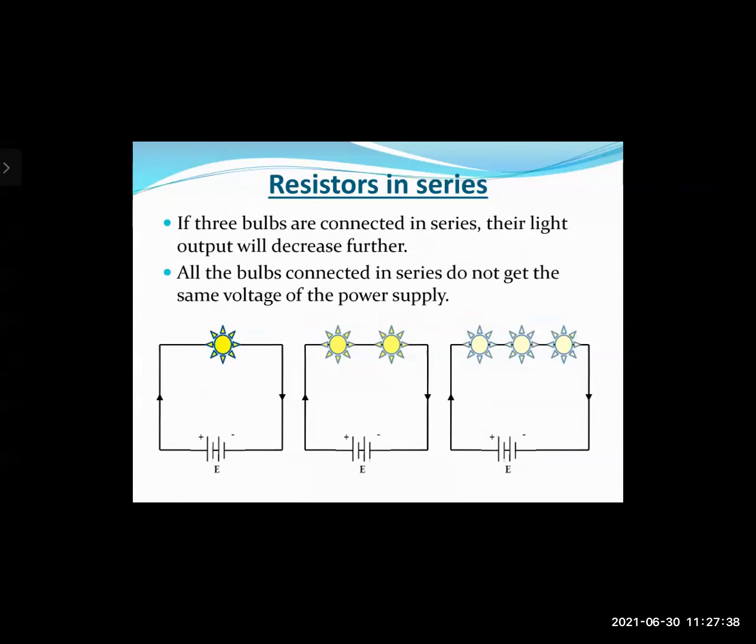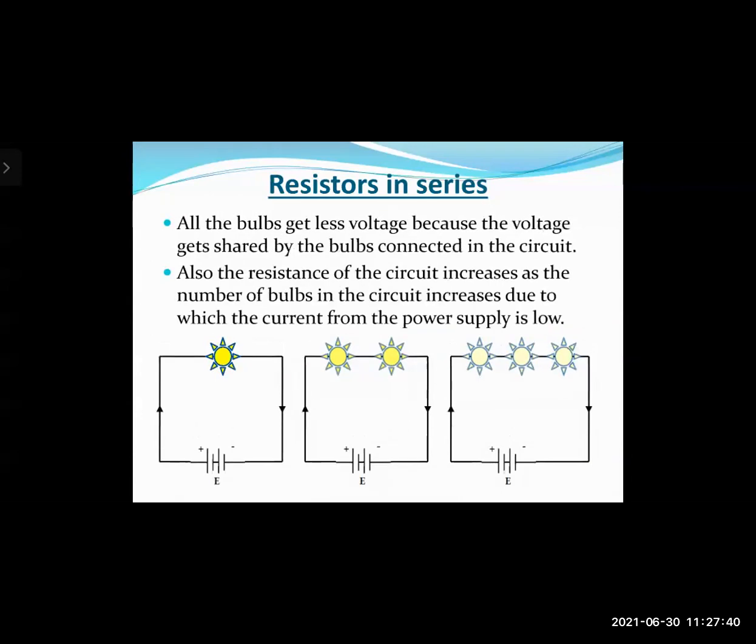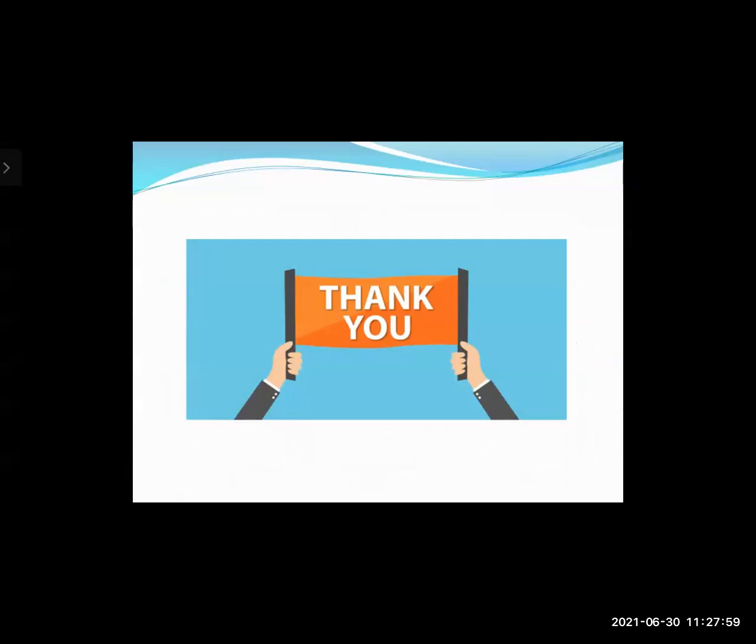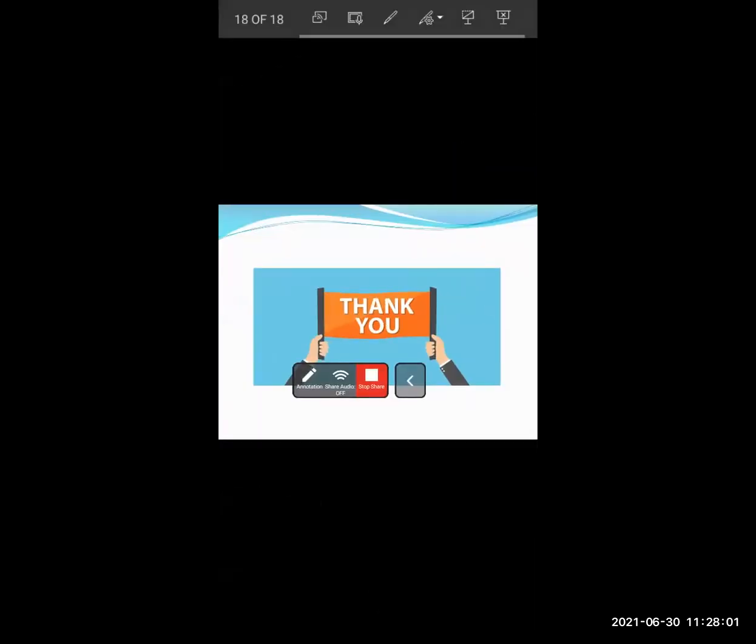dimmer. Okay, fine. So all the bulbs get less voltage because the voltage gets shared by the bulbs connected in the circuit, and also the resistance of the circuit increases as the number of bulbs in the circuit increases, due to which the current from the power supply is low according to your Ohm's law, right? So that is what we had for studying today. So today we had concluded the concept of what?